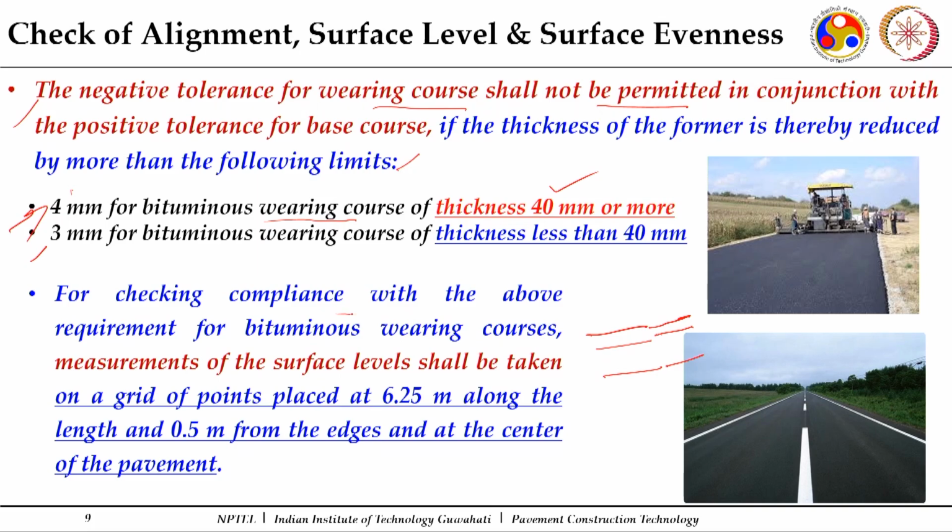So, for checking compliance with the above requirement for bituminous wearing courses, measurements of the surface levels shall be taken on grid points, because we form grid points to ensure that the entire section is captured in a good manner. The grid points are placed at 6.25 meter along the length and 0.5 meter from the edges and at the center of the pavement.